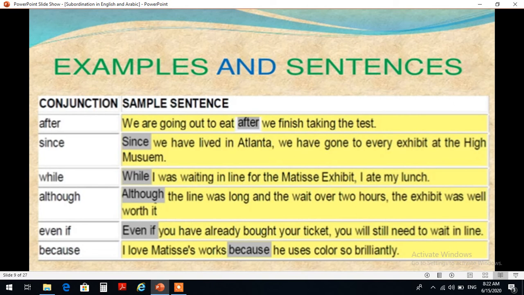So as you see here, the subordinating conjunction could be used either in the middle of the sentence or at the beginning of the sentence. The important thing is that you use the subordinating conjunction before the dependent clause, that is, we put the subordinating conjunction at the beginning of the dependent or non-independent clause.